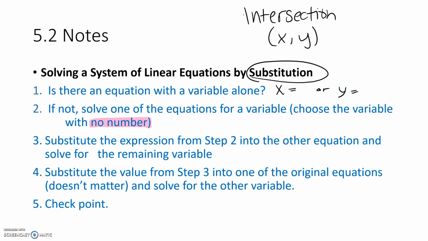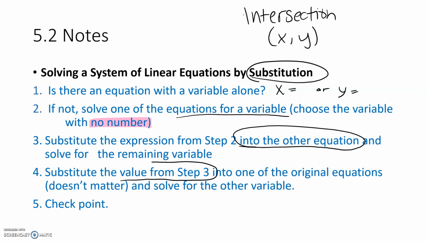Okay. The next thing you're going to do is substitute the expression from step 2. So you've solved for a variable in step 2. You're going to substitute that into the other equation and solve for the remaining variable. Then you're going to substitute the value from step 3. So if you get x equals a number here or y equals a number here, that's what you're plugging in for step 4. Substitute it into one of the original equations. It doesn't matter which one you pick, and then solve, and we're going to check the point.